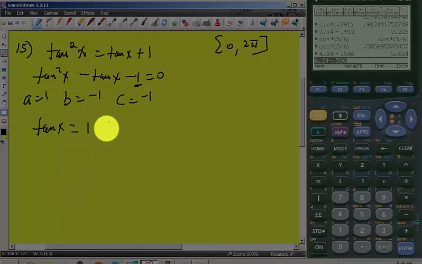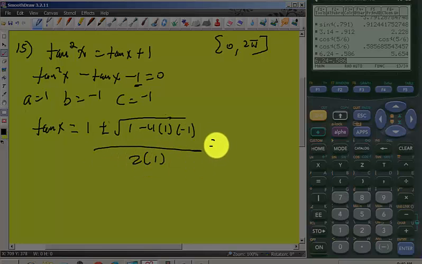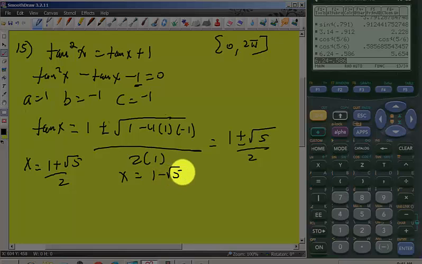So negative b is going to be 1 plus or minus the square root of negative 1 squared, which is 1, minus 4 times a times c, which is negative 1, all that over 2 times 1. This goes 1 plus or minus the square root of 5 on the inside, all that over 2. So I get two solutions: tan x is equal to 1 plus rad 5 over 2, and tan x is equal to 1 minus rad 5 over 2.